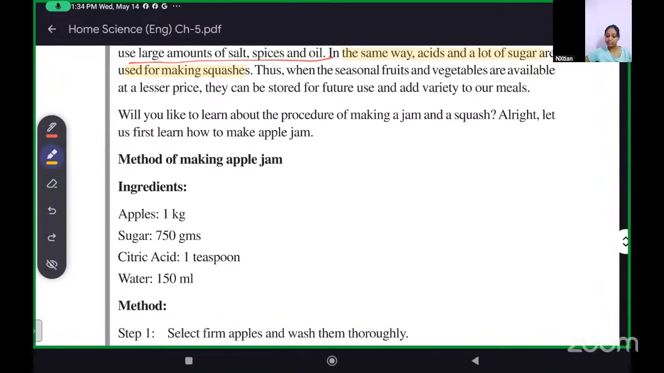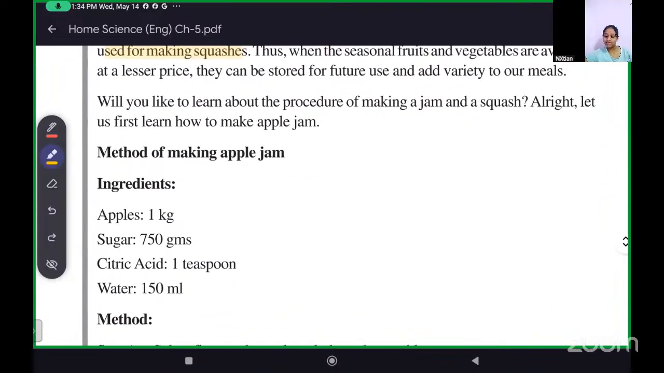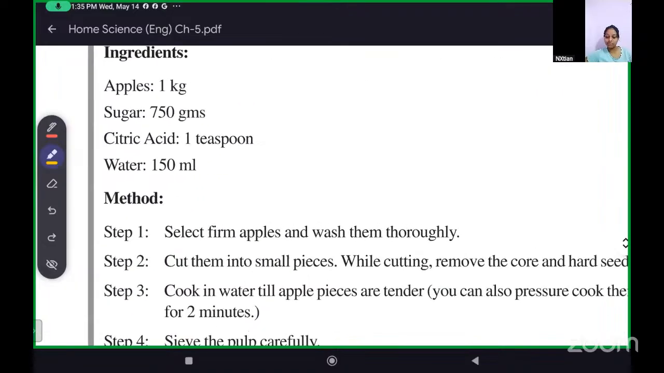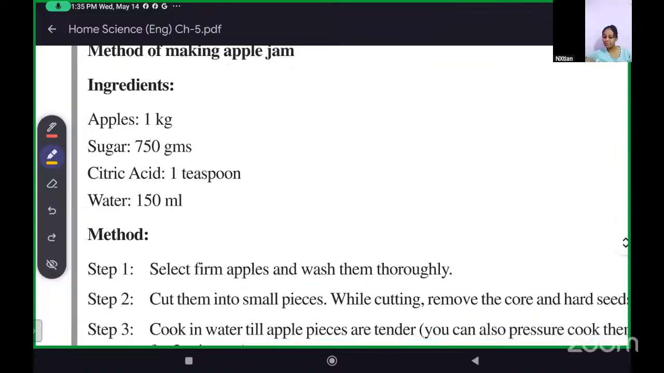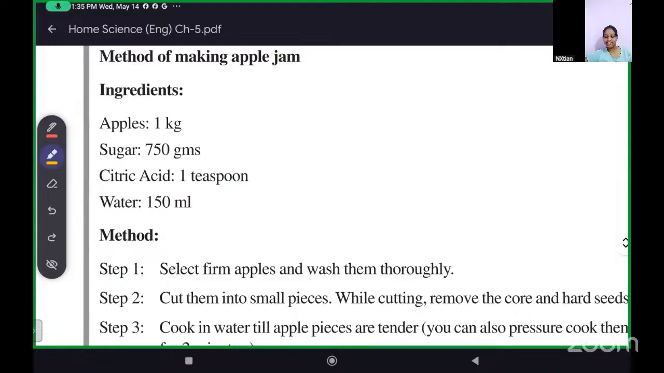Now, this is the process of making a jam and a squash. How to make a jam and how to make a squash, we'll go over it. When you have breaks, when you can find time, if you want, you can try making this at home. You can take the help of an adult, your mama, somebody at home, an elder person, to make apple jam or squash. How to make apple jam? Honestly, I don't know myself, so I will be learning through this too. I have not made an apple jam before.